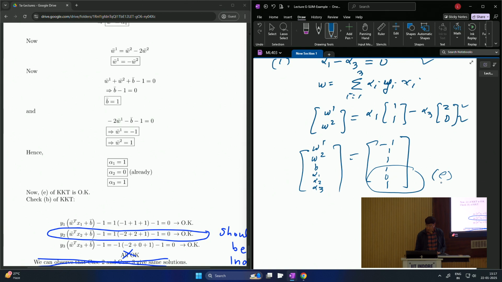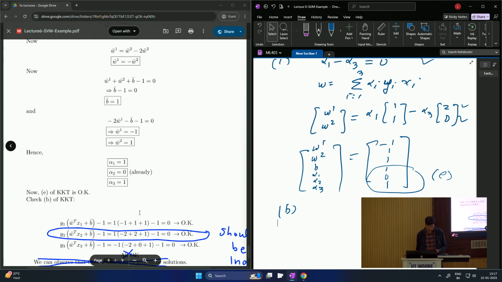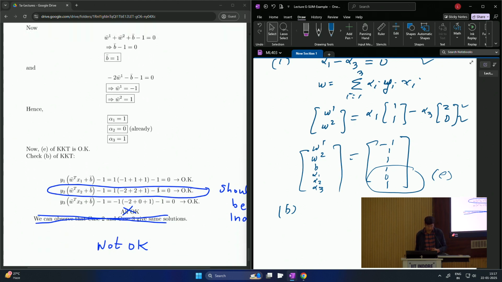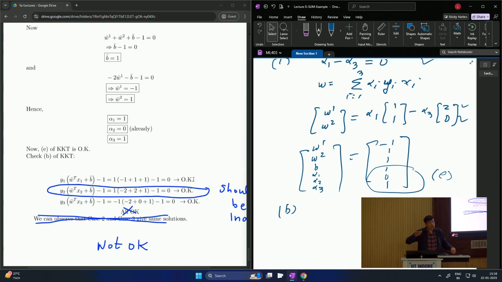Now the E condition was that all should be positive. So the E condition is satisfied, and now you have to check the B condition. When you do the B condition and check the constraints, it will turn out that all are turning out to be 0, while you assumed the second condition to be inactive. So it's not giving you a candidate, it's conflicting with your assumption. Everybody okay?